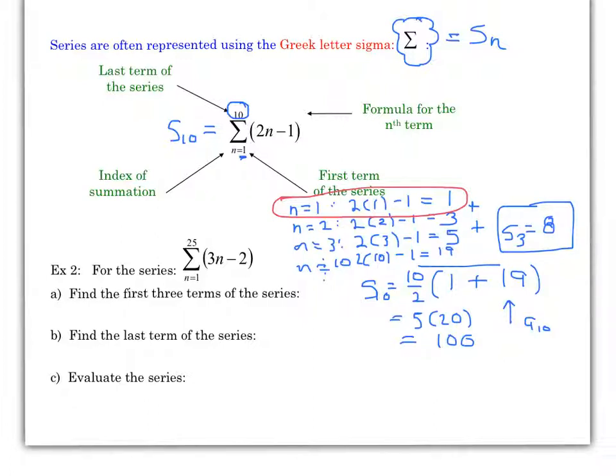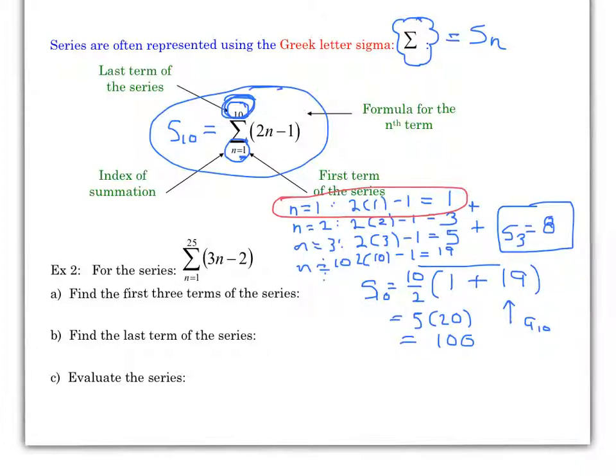If you want to find the whole spiel, the whole sum, you use your formula. You find your a sub 1, which is plugging in n equals 1. You find your a sub n, which is plugging in the last term when n is 10. And then you have your n over 2.